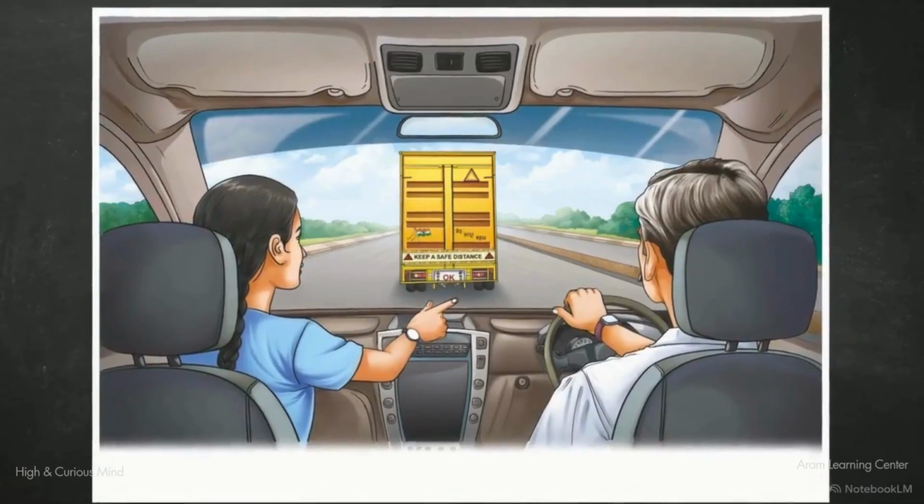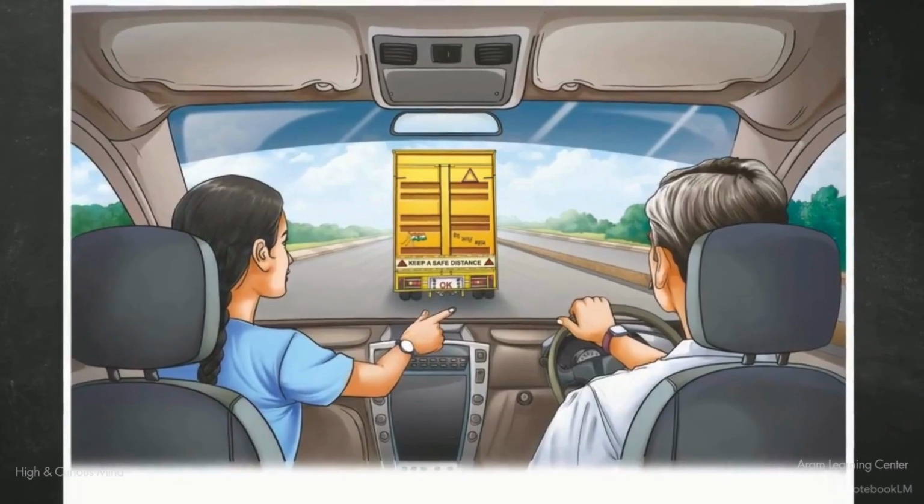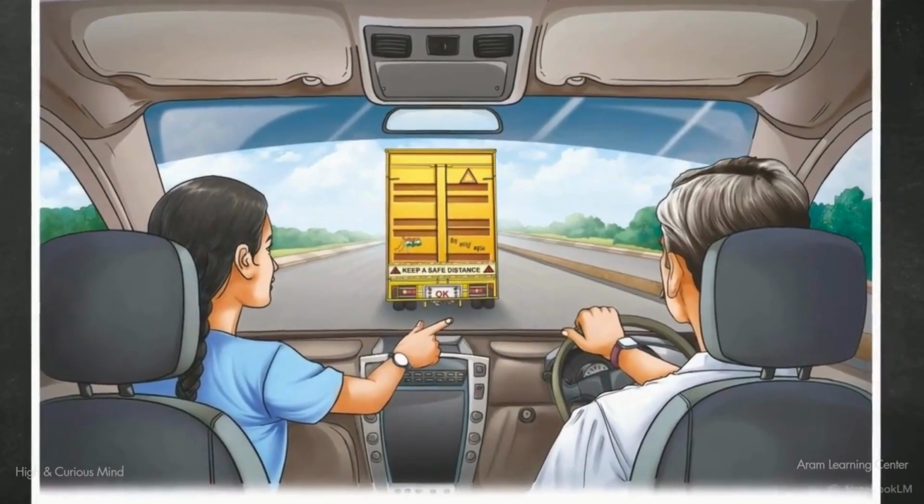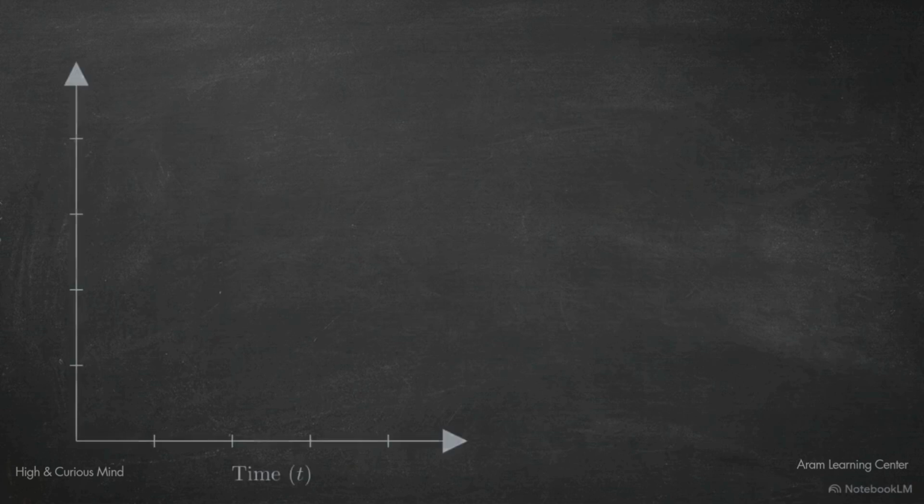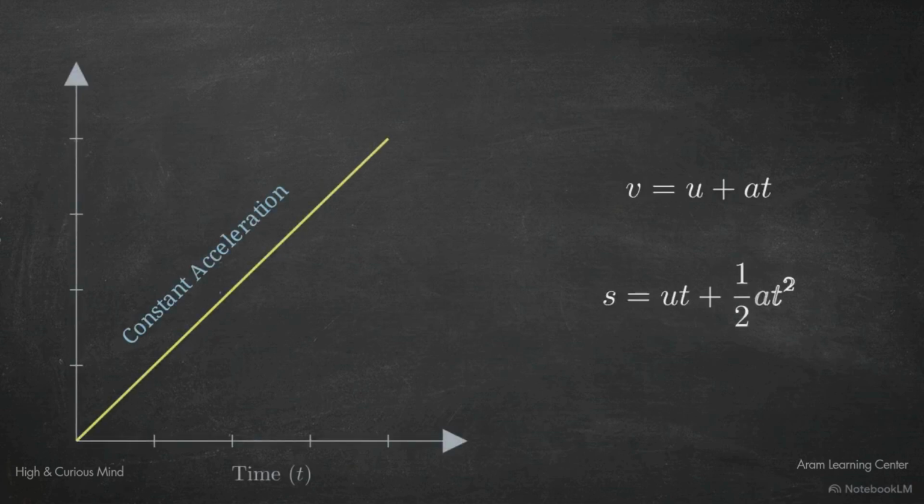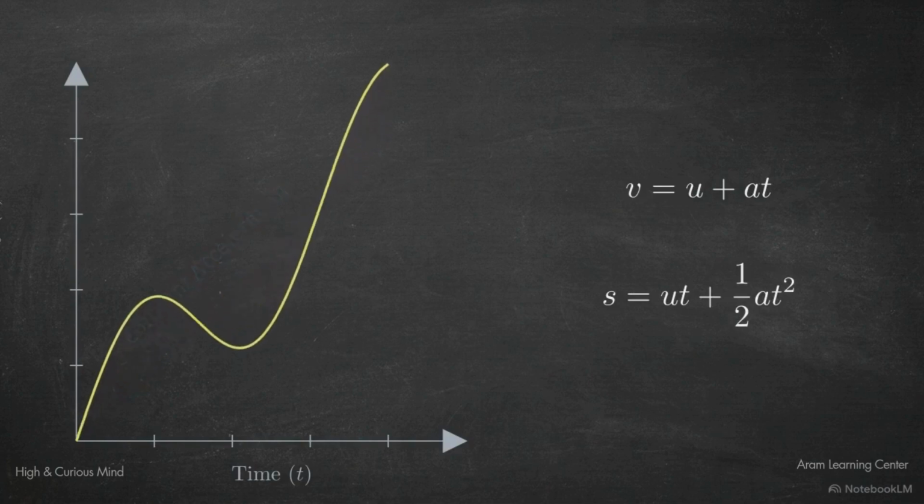Using these equations in the real world, such as maintaining a safe distance behind the truck in this image, requires absolute precision in your calculations. These kinematic equations are only valid if the object is moving with a constant acceleration. If the acceleration changes, the straight lines on our graphs would bend, and the formulas would no longer apply.